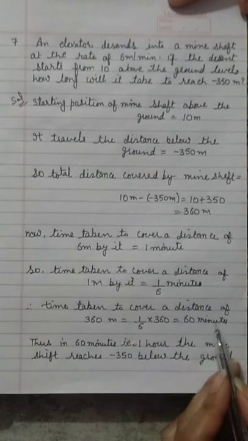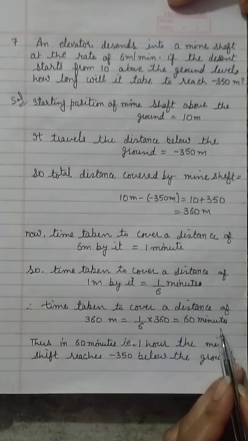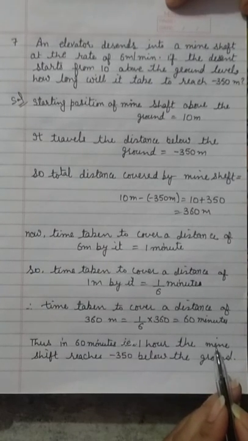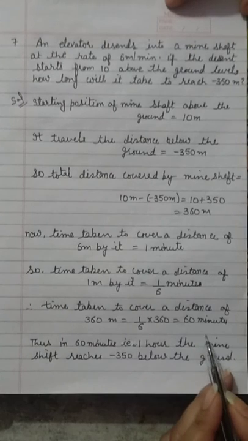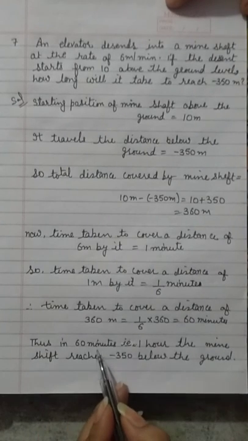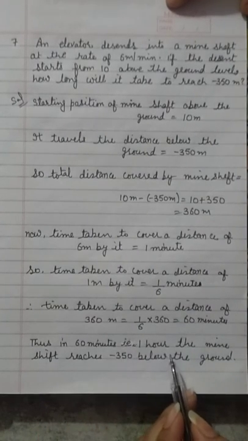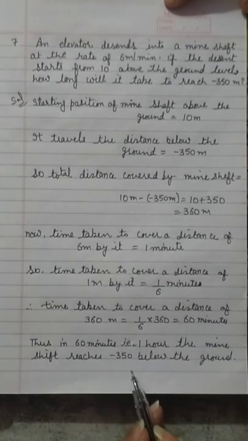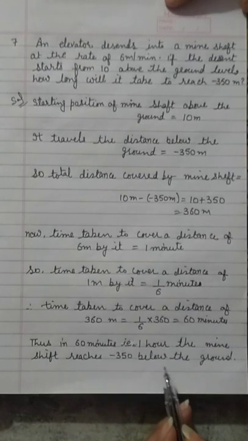Thus it will take a complete 1 hour to cover the distance of 360 meter to go below the ground, up to the distance of minus 350. It will take 1 complete hour. So in 60 minutes, that is in 1 hour, the mine shaft reaches minus 350 meter below the ground.